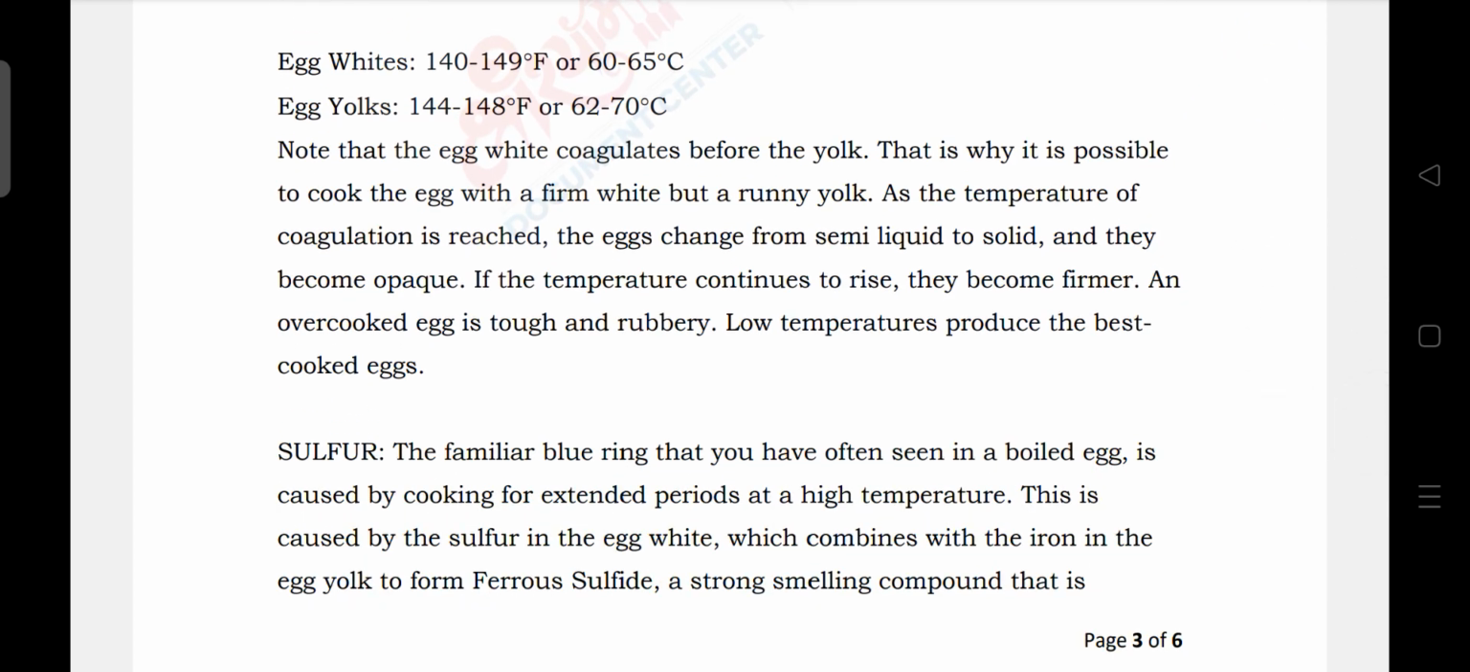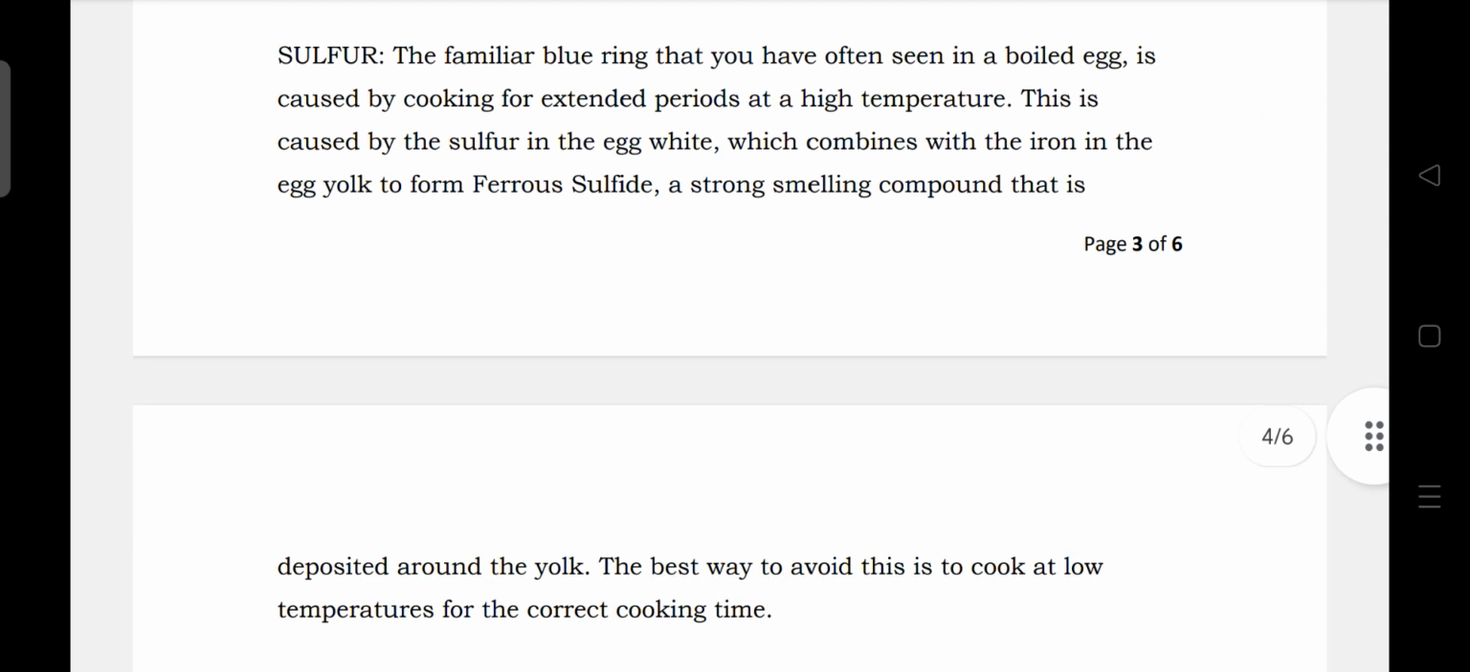The next is sulfur. The familiar blue-green ring that has often been seen in boiled eggs is caused by cooking for extended periods at a high temperature. This is caused by the sulfur in the egg white, which combines with the iron in the egg yolk to form ferrous sulfide, a strong smelling compound that is deposited around the yolk. The best way to avoid this is to cook at low temperature for the correct cooking time.